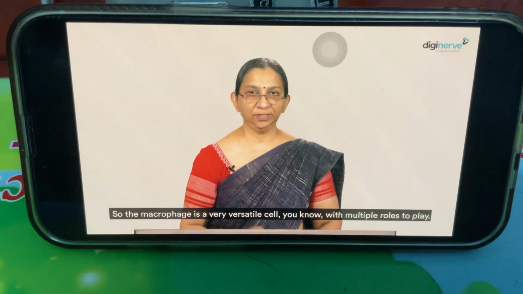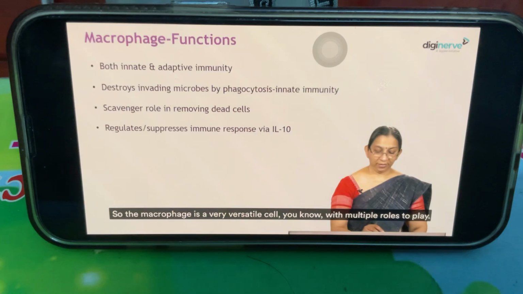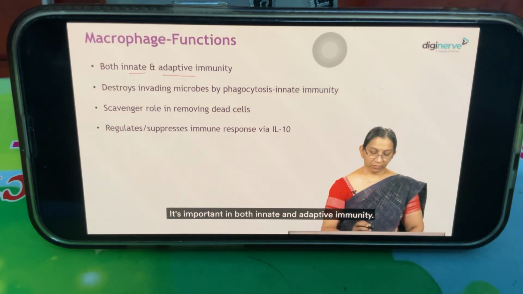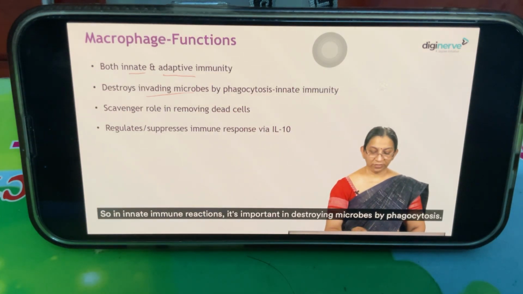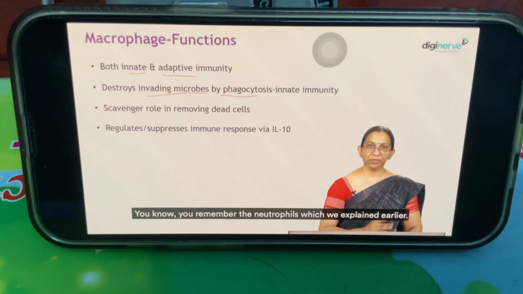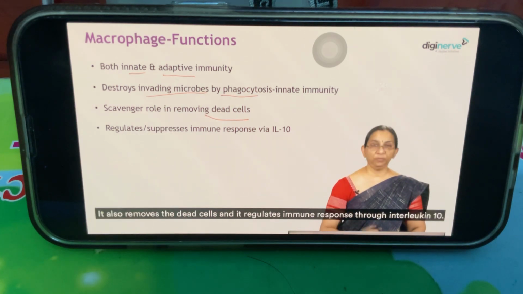So the macrophage is a very versatile cell, with multiple roles to play. It's important in both innate and adaptive immunity. So in innate immune reactions, it's important in destroying microbes by phagocytosis. You remember the neutrophils which we explained earlier. It also removes the dead cells, and it regulates immune response through interleukin 10.